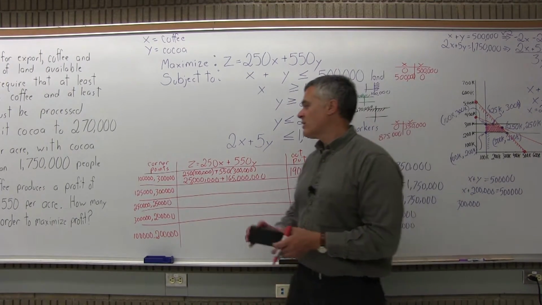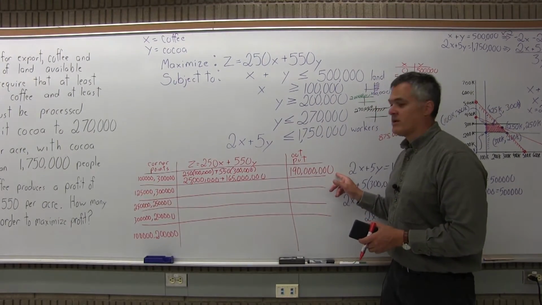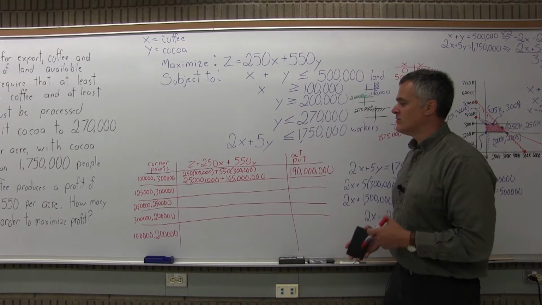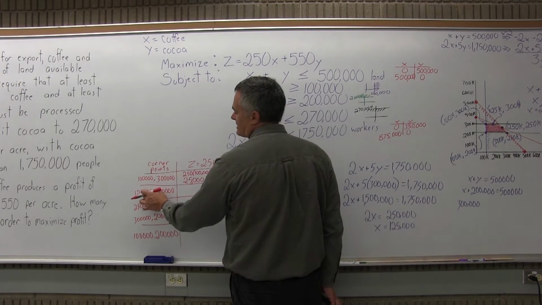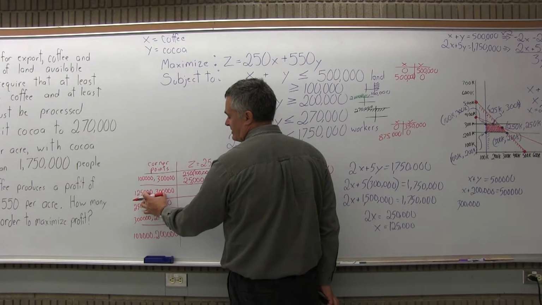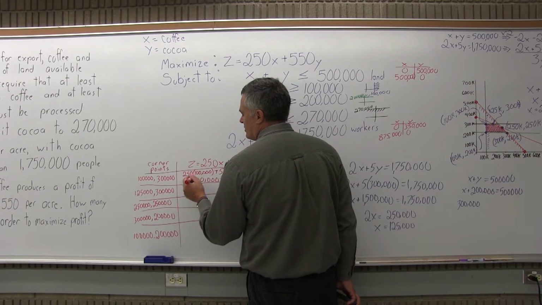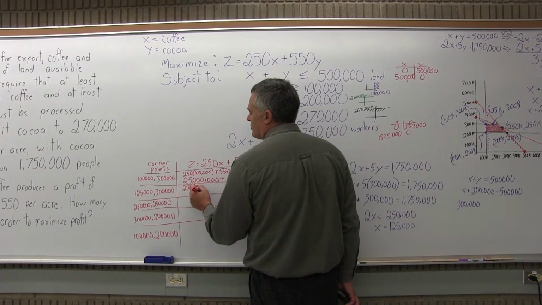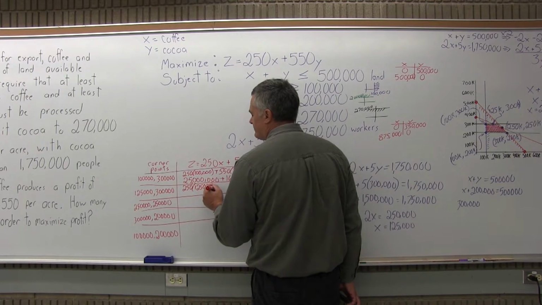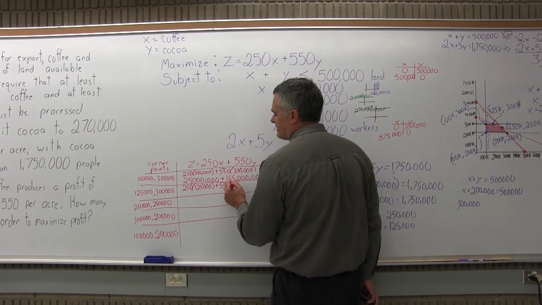So the combination of growing 100,000 acres of coffee and 300,000 acres of cocoa would produce a profit of $190 million. That's what that result means. Now the next corner point that I'm going to evaluate has an x-coordinate of 125,000 and a y-coordinate of 300,000. So as I put that into my objective function, the 250x becomes 250 times 125,000, and the 550y becomes 550 times 300,000.